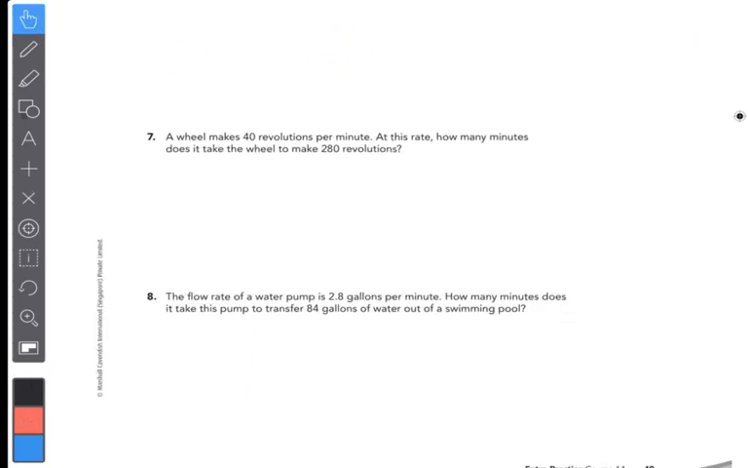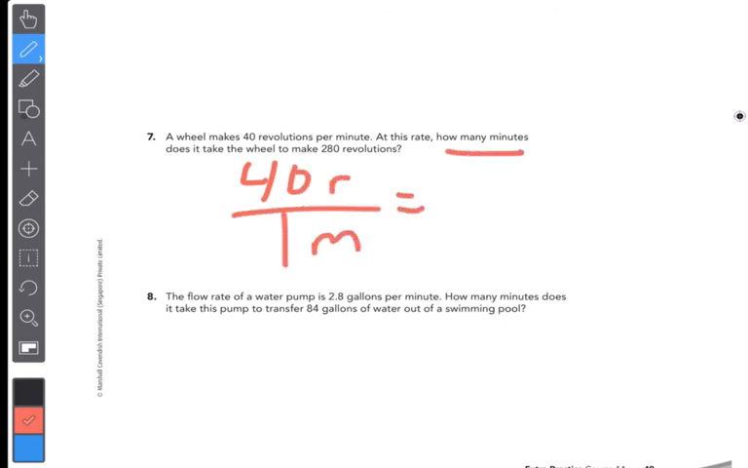Let's just go over number 7. A wheel makes 40 revolutions per minute. So 40 revolutions for 1 minute equals how many minutes does it take the wheel to travel 280. So we put 280 on top because you have to match the revolutions over x. And you just cross multiply and be able to figure that out. Or you could say, okay, 40 times what is 280? And that'll help you with your denominator. Okay?